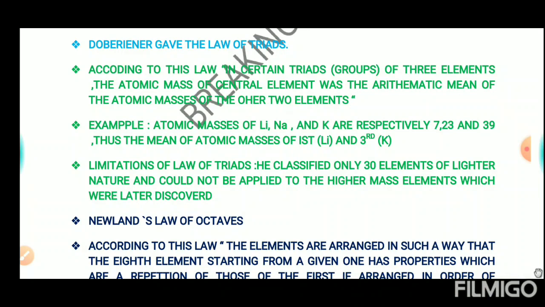According to this law, in certain triads of three elements, the atomic mass of the central element was the arithmetic mean of the atomic masses of the other two elements. For example, the atomic masses of lithium, sodium and potassium are respectively 7, 23 and 39. Thus, the atomic mass of sodium, which is the middle element in the triad, is equal to the arithmetic mean of the first and third elements, which are lithium and potassium. This was the law of triads proposed by Dobereiner.